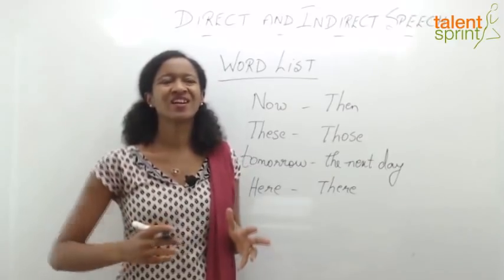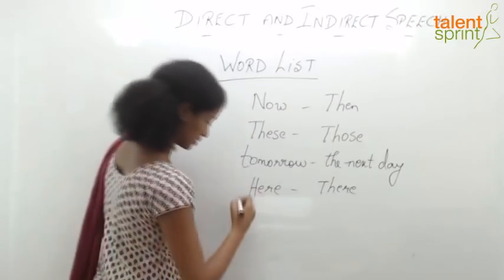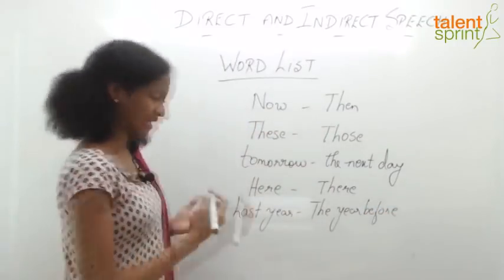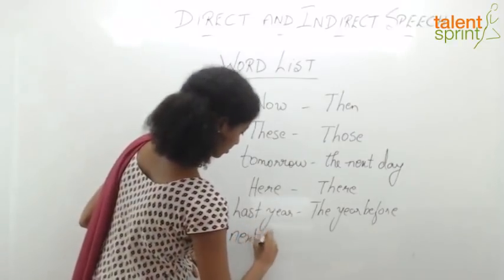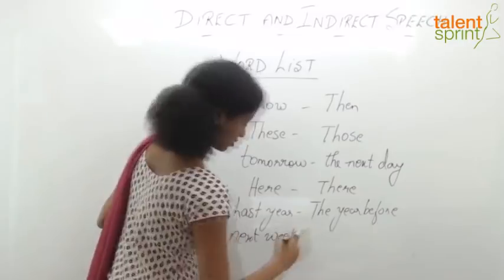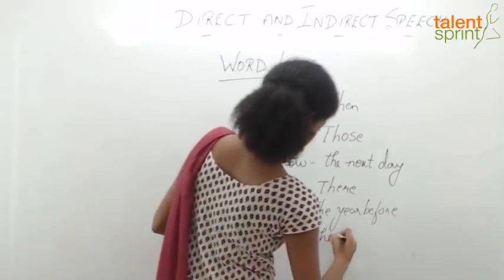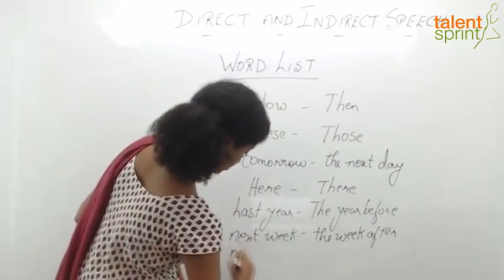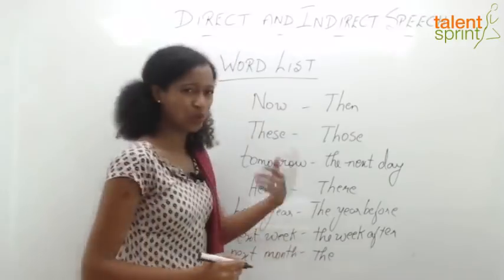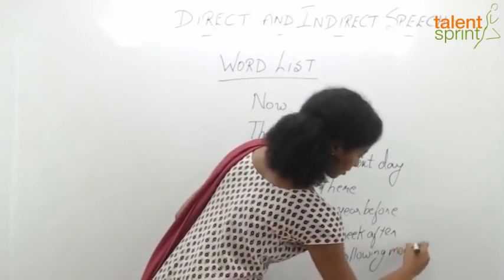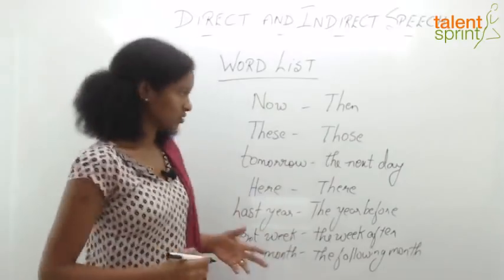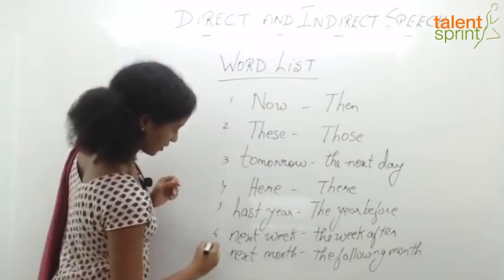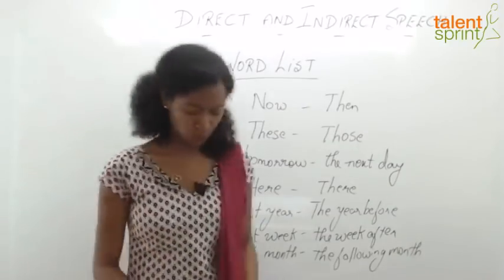When you have expressions like last year, the year before, or next week, the week after, or next month, the following month, or the month after, right? So we have 1, 2, 3, 4, 5, 6, 7. Let's look at a couple of more.